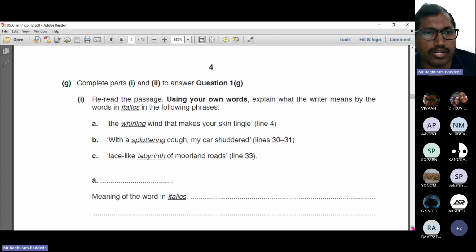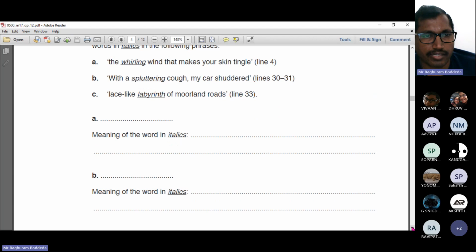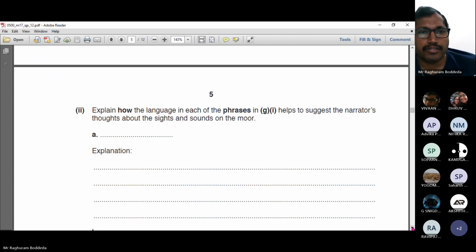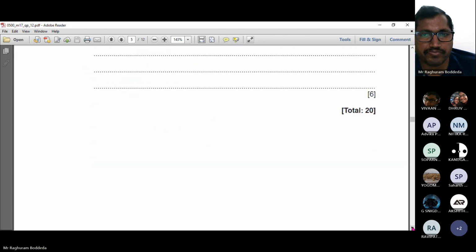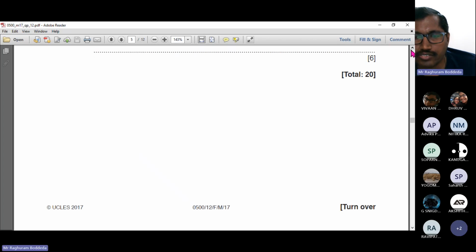Then question 1Z, complete 1Z1 and 1Z2. Reread the passage and, using your own words, explain what the writer means by the words in italics in the following phrases: a spluttering rocker and ice lake labyrinth. You have to give the explanations. This is for 20 marks.